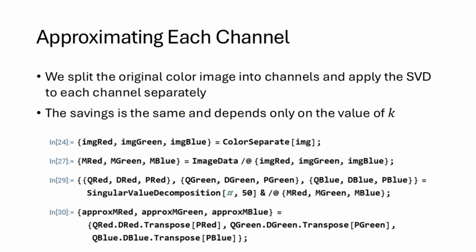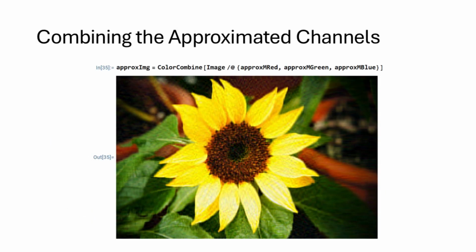Now in Wolfram, we can separate these images using the color separate command, which by default splits it into the red, green, and blue channels. We separately compute our 3 color channel matrices and apply the singular value decomposition to each. And then we approximate each of those channels in the same way that we did before. Finally, we use the color combine command to put the approximated images back together into a full color image.